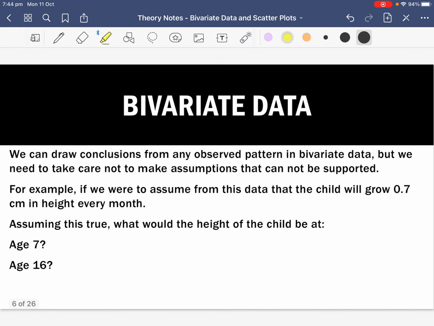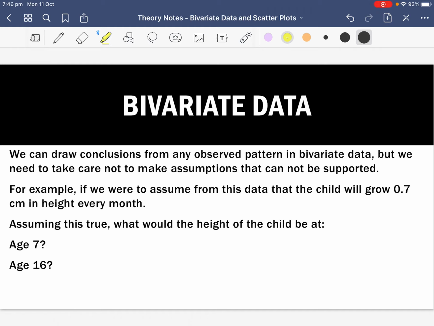We can draw conclusions from any observed pattern in bivariate data, but we need to take care not to make assumptions that cannot be supported. For example, if we were to assume from this data that the child will grow 0.7 centimetres in height every month, assuming this is true, what would the height of the child be at age 7?